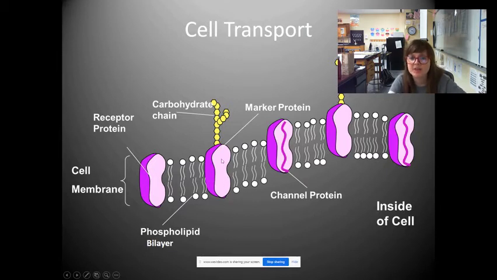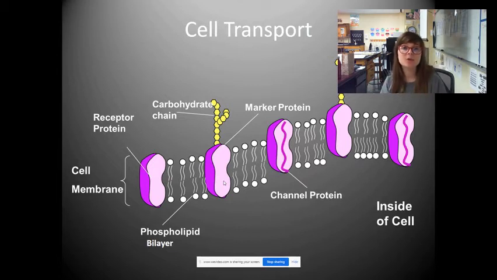The next thing that we have is the marker protein. Marker proteins often have these little carbohydrate chains on them. Marker proteins just act like a name tag. They identify the cell. Every cell in your body has marker proteins that identify them as your cells. This is how your immune system knows to fight off things that don't belong, because bacteria and viruses that get into your body don't have the same markers as your cells, and so your immune system will attack them. That's also how allergies happen, but we'll talk about that later on this year.